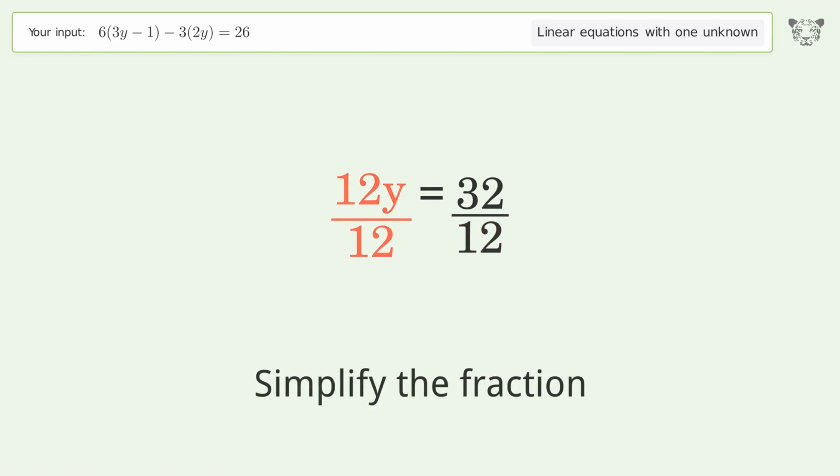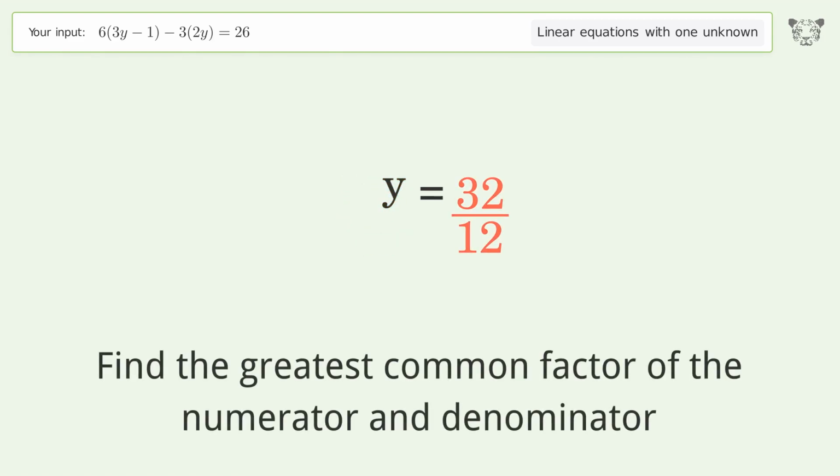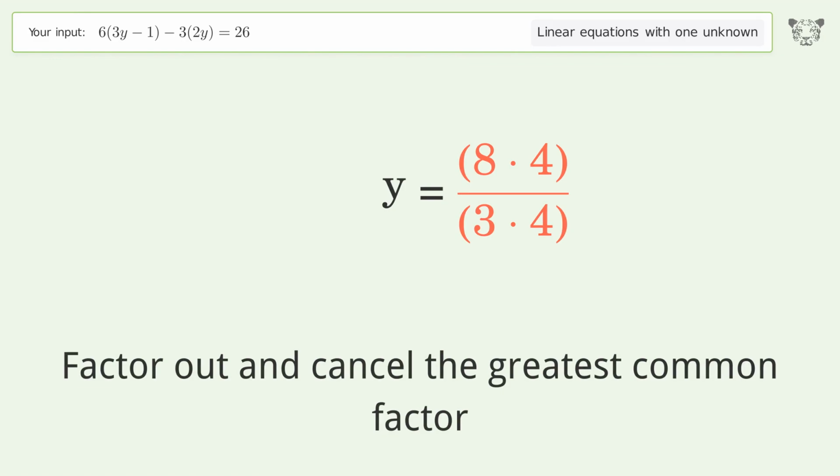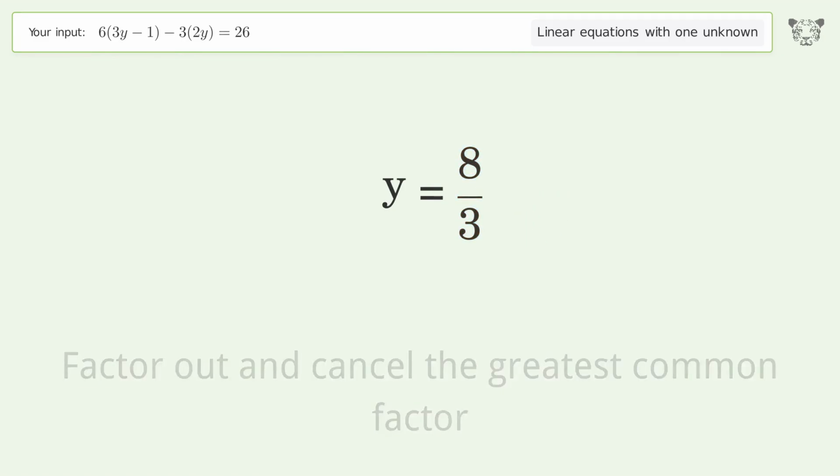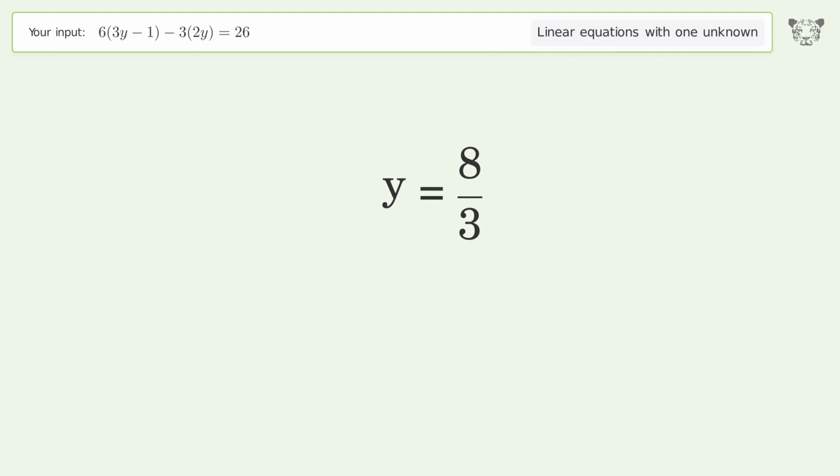Simplify the fraction. Find the greatest common factor of the numerator and denominator. Factor out and cancel the greatest common factor. And so the final result is y equals 8/3.